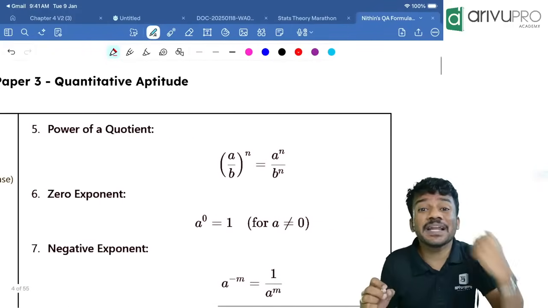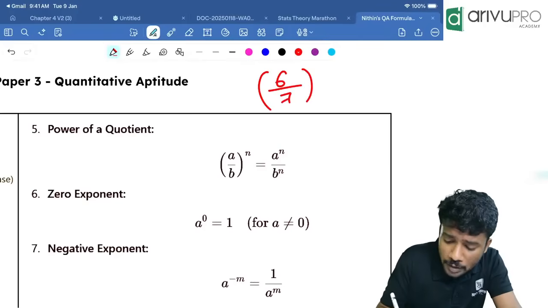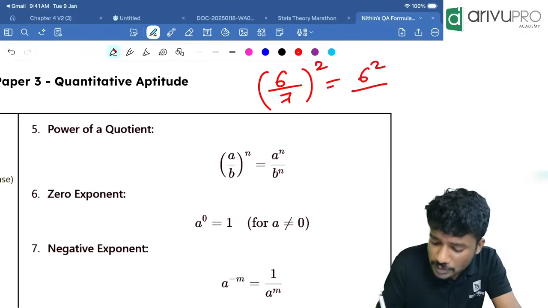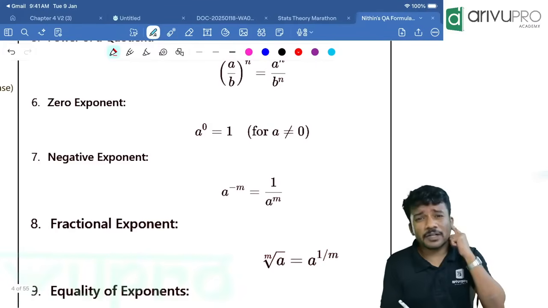That means I can split the quotient and write. For example, 6 divided by 7, the whole power 2, can be written as 6 square divided by 7 square. Then any number to the power 0.